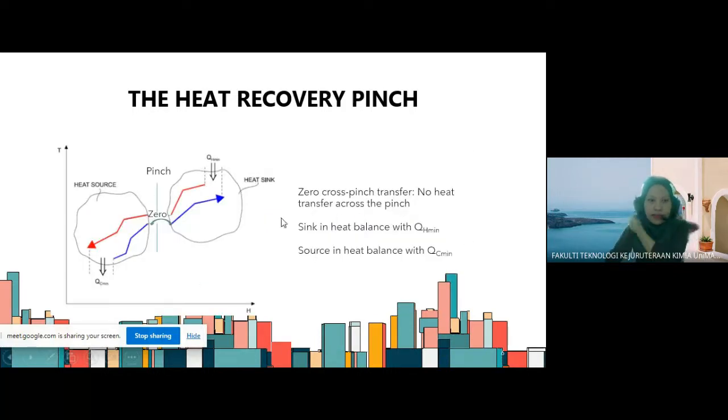Let's say there is no heat transfer across the pinch here. In this area, the process is in heat balance with QH min, while in this area, the heat source, the process is in heat balance with QC min, the cold utility.